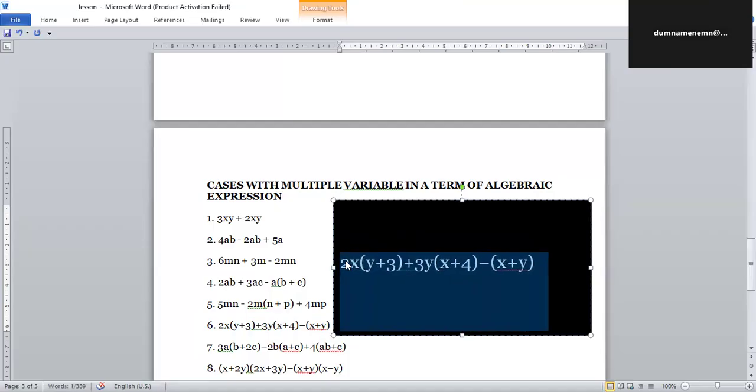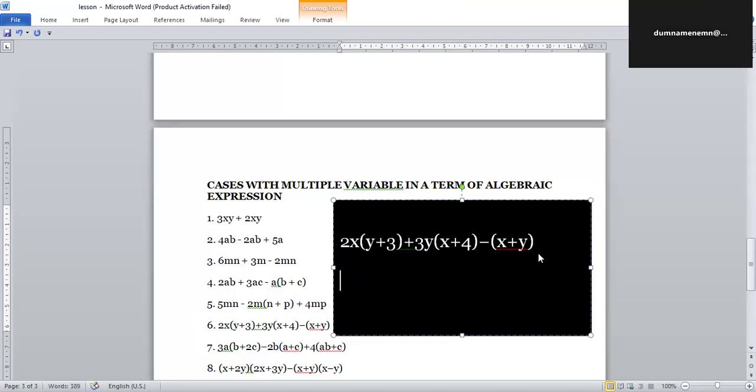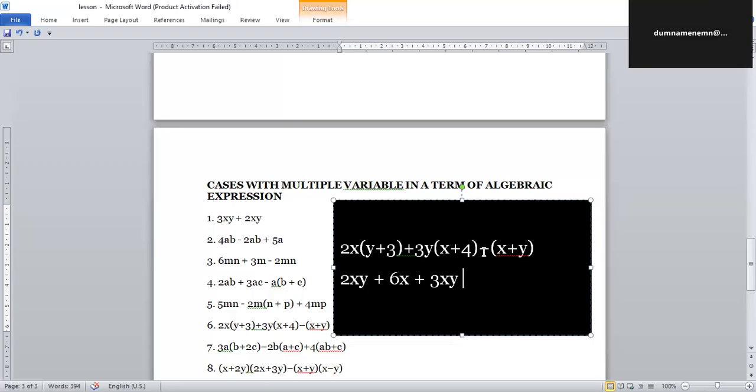So we're applying the same knowledge to solve this question. Now, what precedes the bracket is going to multiply everything in the bracket. So 2x multiply y, you're going to have it to be 2xy, plus 2x multiplied 3, you're going to have it to be 6x, plus 3y multiply x, you're going to have it to be 3xy. Then 3y multiply 4, you're going to have it to be 12y. We are done with that.